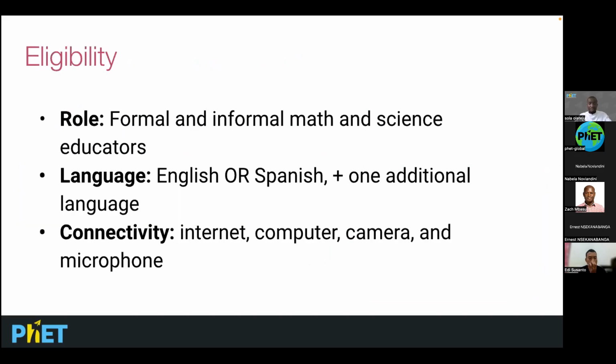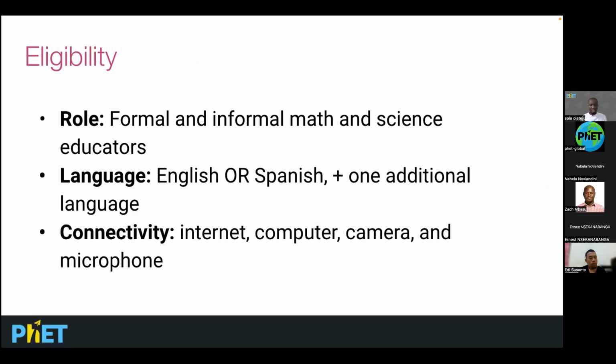So eligibility, I'll start by saying there's no special skill beyond some of the things we have on the screen at the moment. Translation is done in the browser using an easy tool. So there's really no special skill. And so for us, the role is more, yes, you have some bit of formal or informal maths and science background, formal or informal maths and science educator.